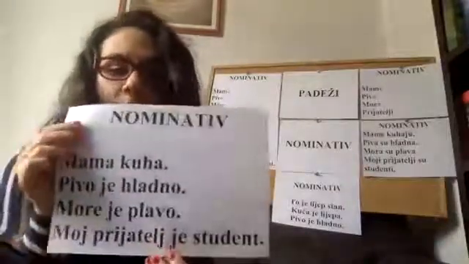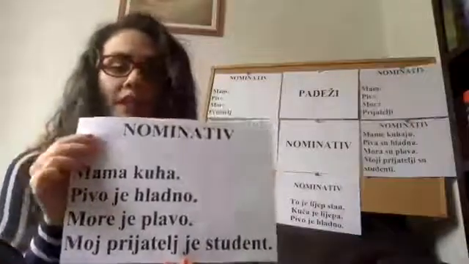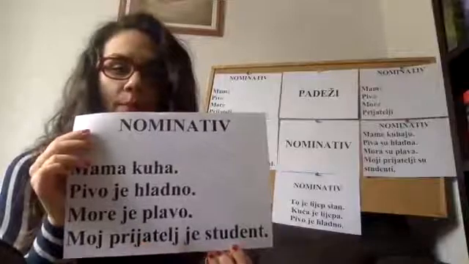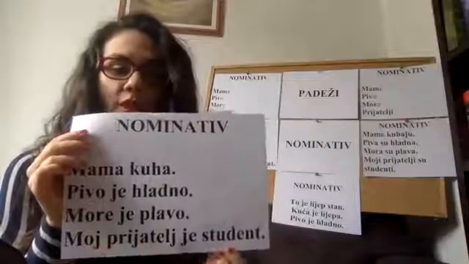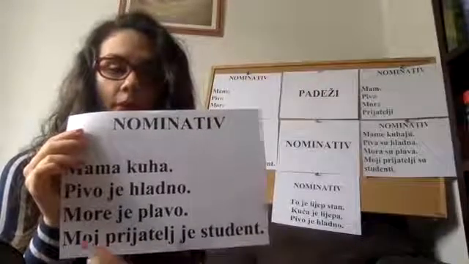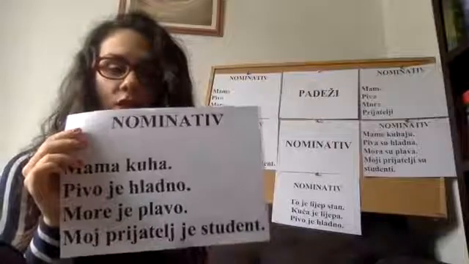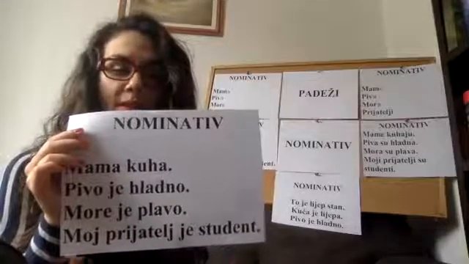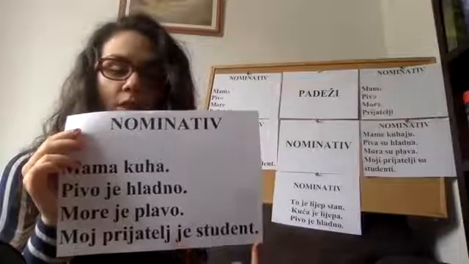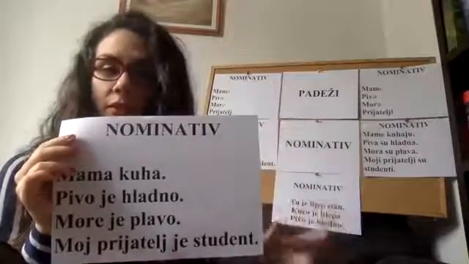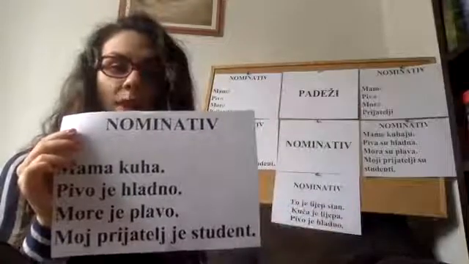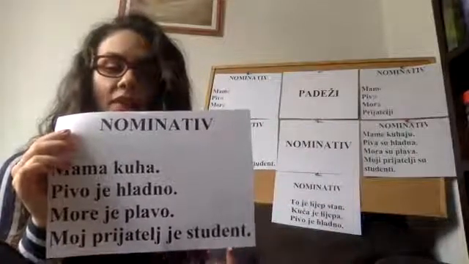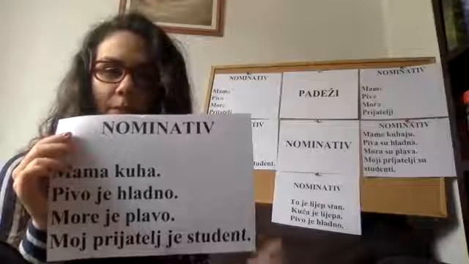The last example: moj prijatelj je student. My friend is a student. So you can see also here that we are matching everything and everything is in masculine. If that would be, for example, feminine, everything would end with a. Moja prijateljica je studentica, for example.